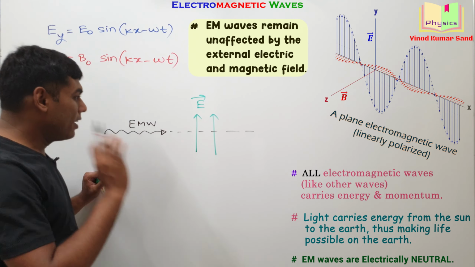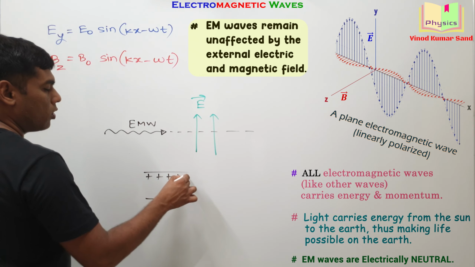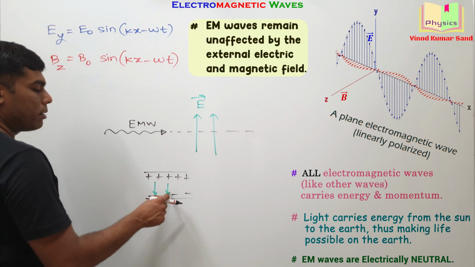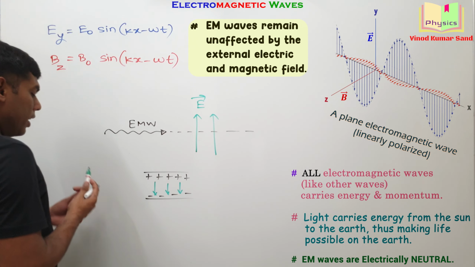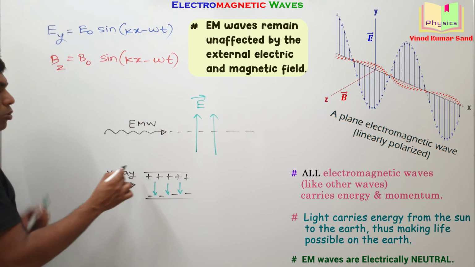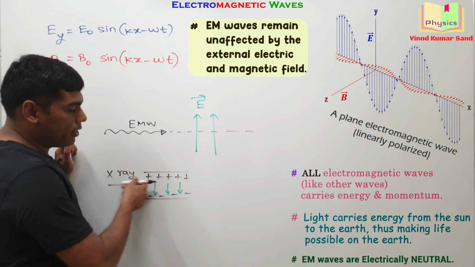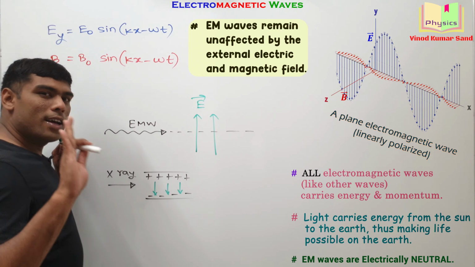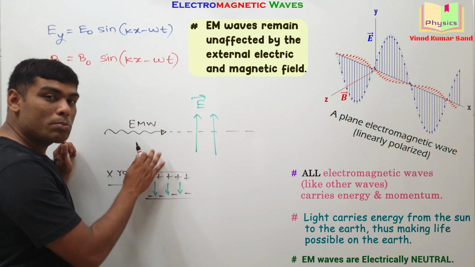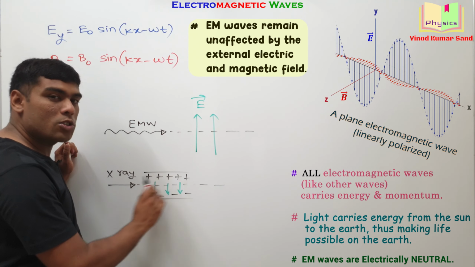It's an important thing. For example, suppose there is a capacitor which is fully charged. So on this plate there is positive charge, on this plate let's say there is negative charge, and there is electric field in between them. Okay. Now some X-ray is sent here. What will happen to this X-ray? It will deflect upward, it will deflect downward, or it will continue straight. What is your opinion? Answer is simple. Since X-ray is an electromagnetic wave, it remains unaffected by the electric field or magnetic field. It will continue straight along its original path.